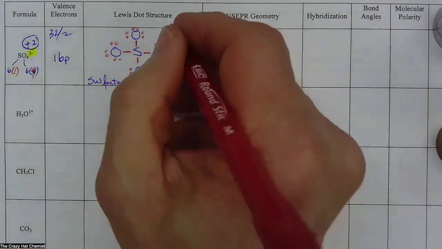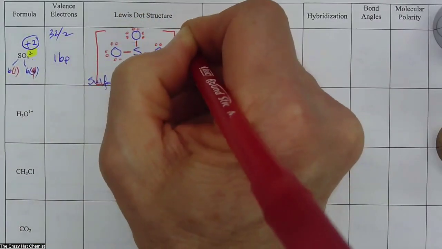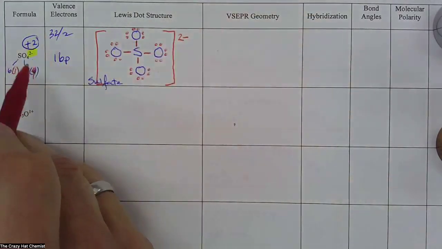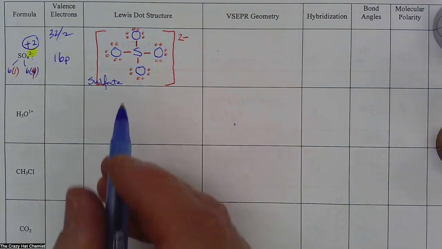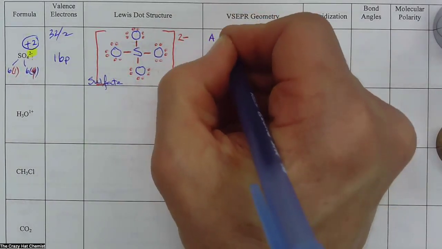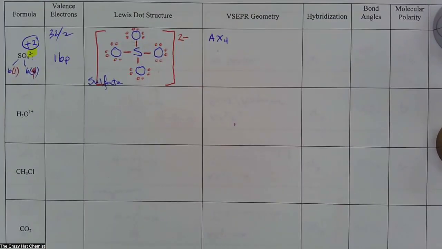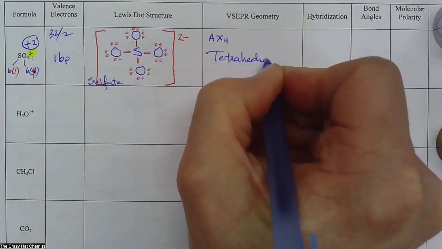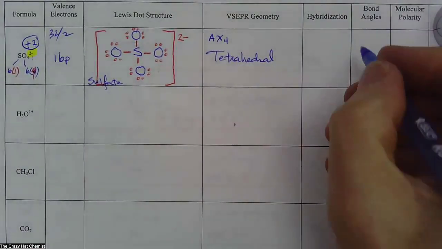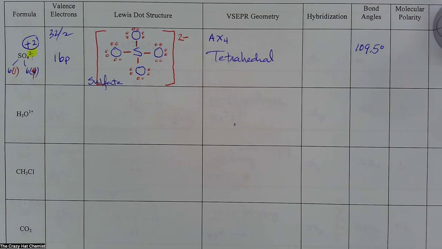Because this is an ion, we need to put this in brackets like this, and put the charge of that ion in the upper right-hand corner, just as it was there. Perfect. That looks great. All right, our next column is the VSEPR geometry, and that is A for that sulfur, X for each of the oxygens, of which there are 4. There are no lone pairs on that central atom, so this is tetrahedral. Consequently, the bond angle is 109.5 degrees, being that it is tetrahedral.